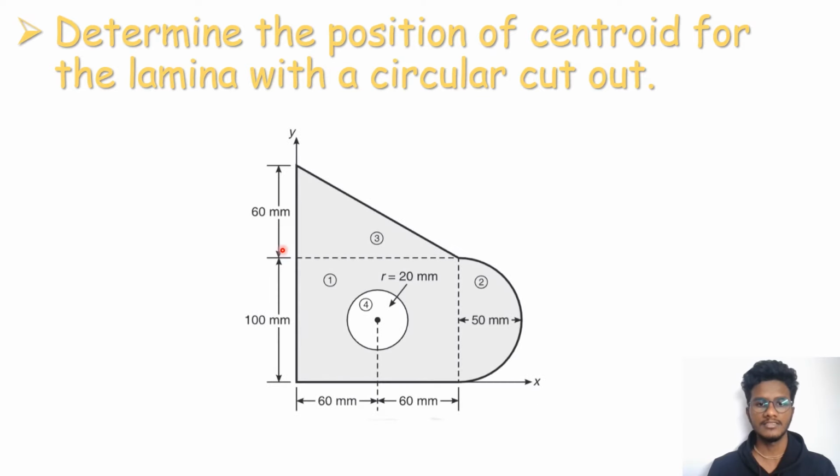Next, determine the position of the centroid for a lamina with a circular cutout. This is the given problem we need to solve in this video. In the given figure, there are 4 geometrical shapes, which are a right angle triangle with the height of 60 mm and the width of 120 mm, and a semicircle of radius 50 mm, and a rectangle of 120 mm width and depth of 100 mm with a circle of radius 20 mm.